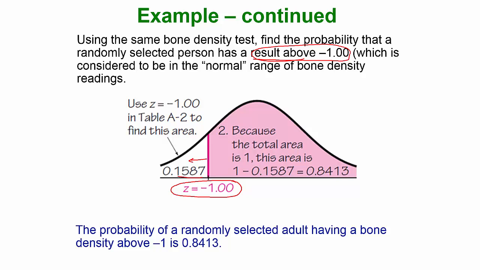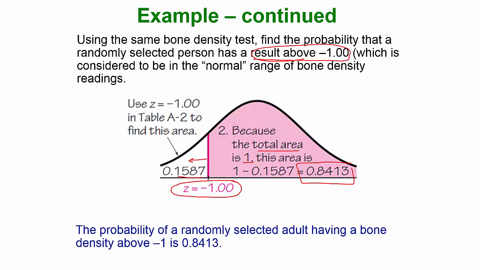When we want to know area to the right, the total area under the curve is always 1 or 100%, so you just have to subtract the left side area from 1 to find the leftover area to the right. So 0.8413. Always make sure that your answer is logical.